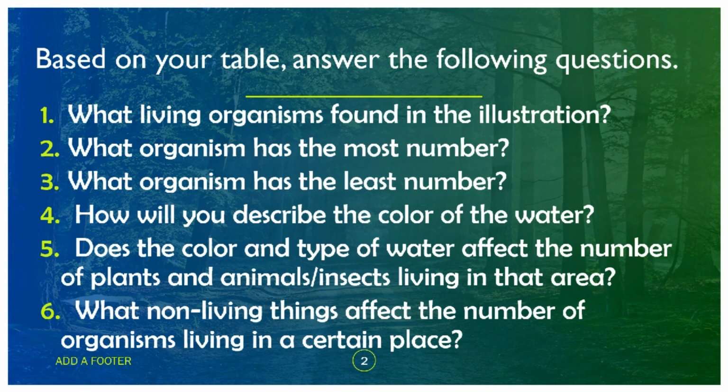Okay, number 3. What organism has the least number? Alright, so we have the trees. Number 4. How will you describe the color of the water? That's right, the color of the water is clear. Number 5. Does the color and type of water affect the number of plants and animals or insects living in that area? Yes or no? Very good, that's correct. It's a yes.